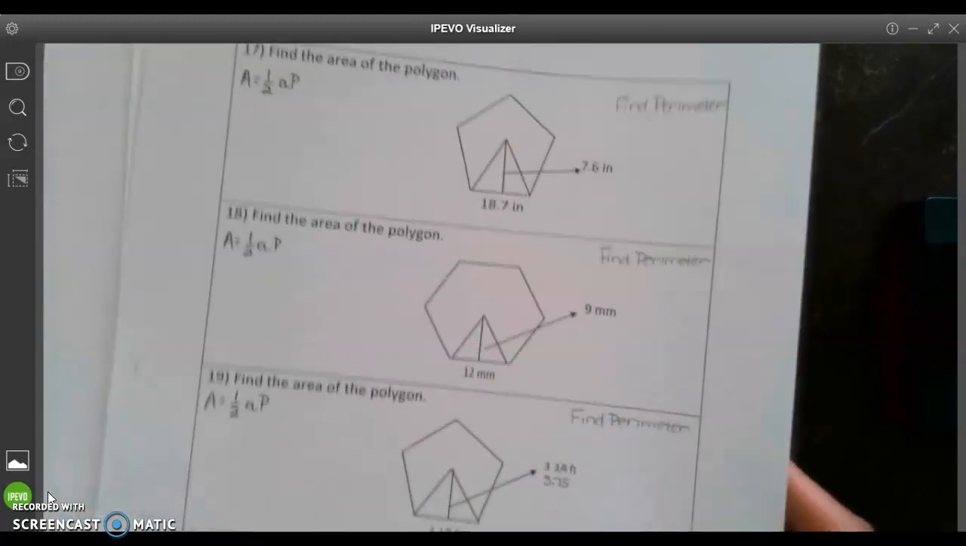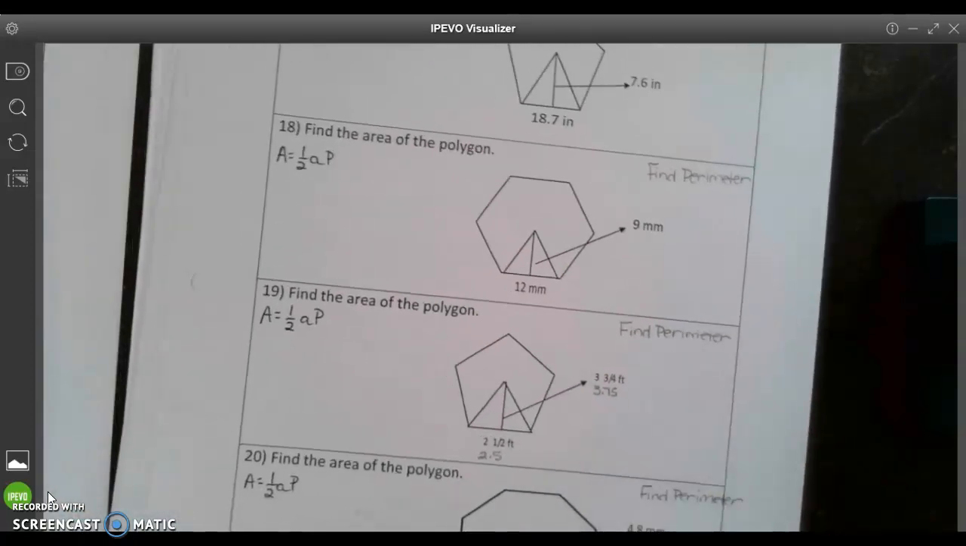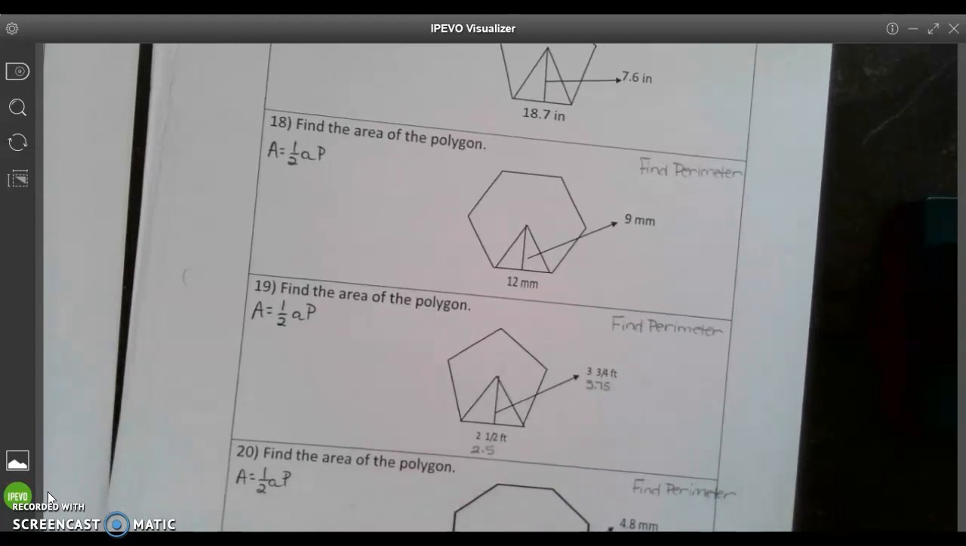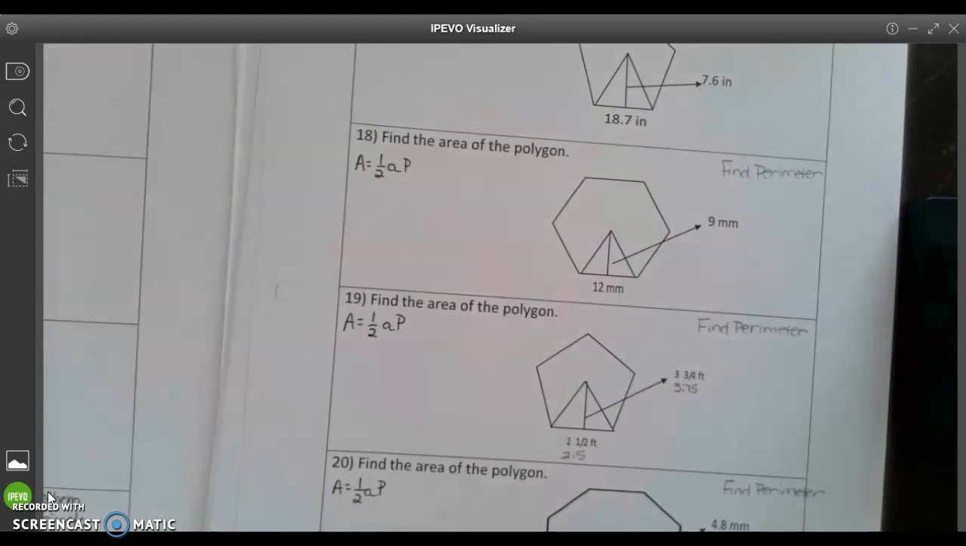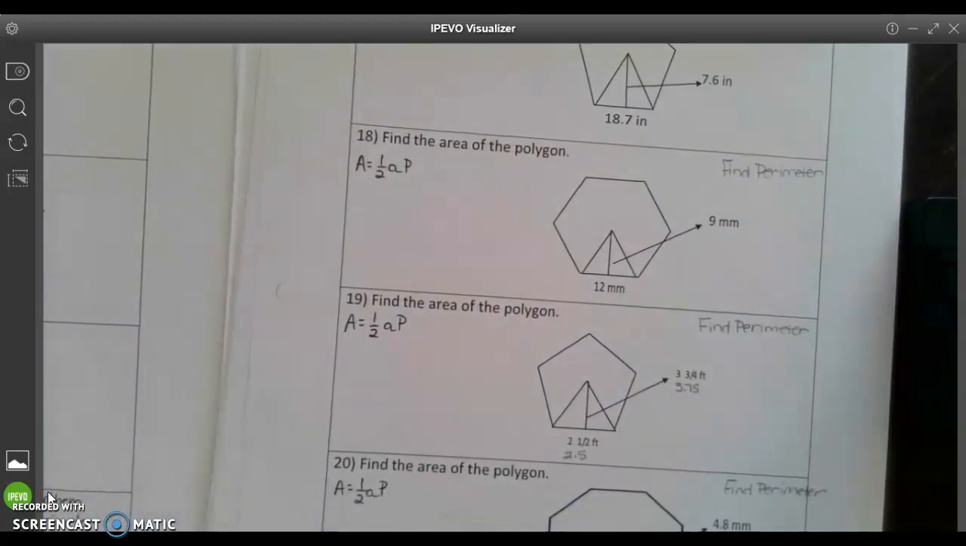So it has a total of 20 problems. So a good way to split that up would be to do 10 today and 10 on Monday. But Monday won't have a separate lesson. You're just going to do this packet today, and then it will continue on Monday.